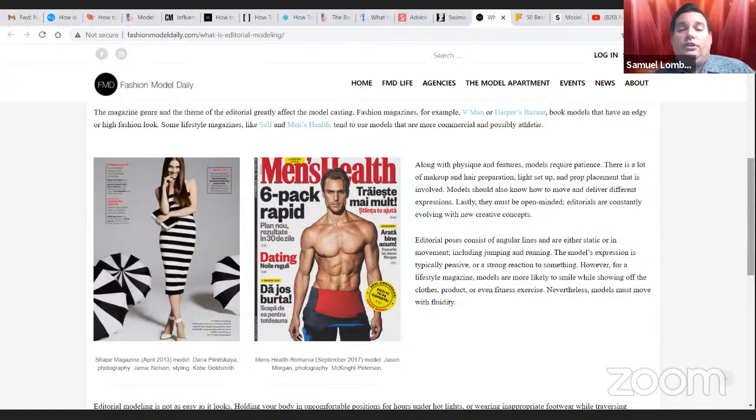Editorial poses consist of angular lines and are either static or in movement, including jumping and running. The model's expression is typically pensive or a strong reaction to something. However, for a lifestyle magazine, models are more likely to smile while showing off the clothes, product, or even fitness exercise. Nevertheless, models must move with fluidity. Okay. Or excuse me, fluidity. I butchered that word.